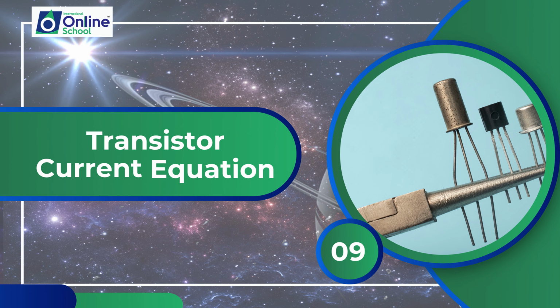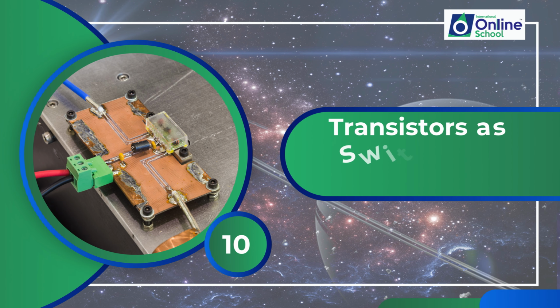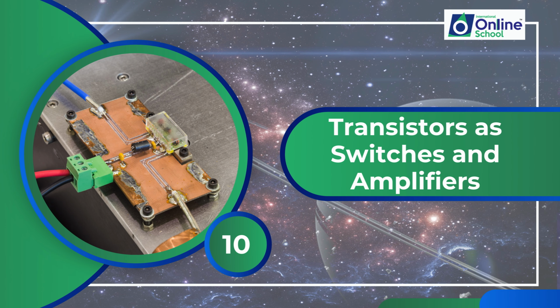In the next lesson, students will deduce the current equation for transistors and apply it to solve problems. This lesson involves understanding the mathematical relationships that govern the behavior of transistors. In the next lesson, students will explain the use of transistors as switches and amplifiers. Understanding these two fundamental applications of transistors is crucial for their integration into electronic circuits.